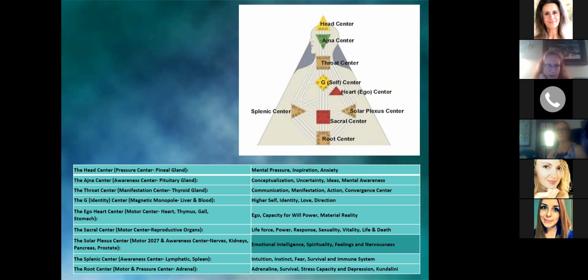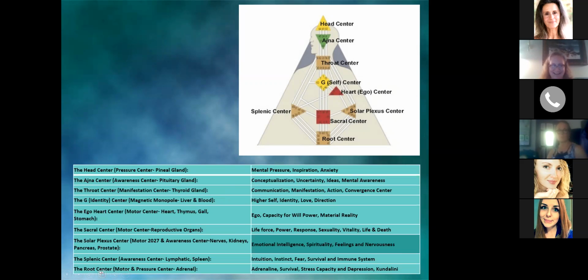So with the solar plexus center, it's an awareness center and a motor center, and that's going through a morphing change in 2027. In 2027, we went from a 7-centered body graph to a 9-centered body graph. And that was moving when Uranus was discovered. So some awareness, some consciousness was lit up for us. So that's cool. Nerves, kidneys, pancreas, prostate. It rules our emotional intelligence, our spirituality, feelings, and nervousness.